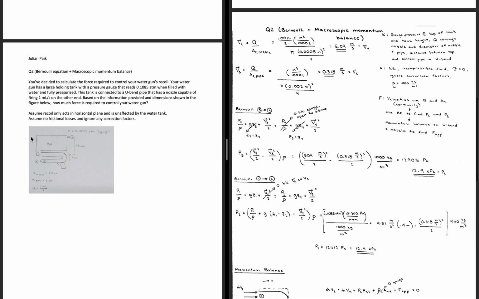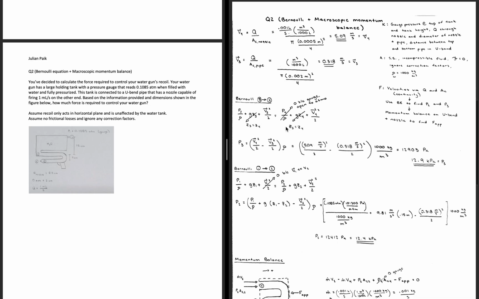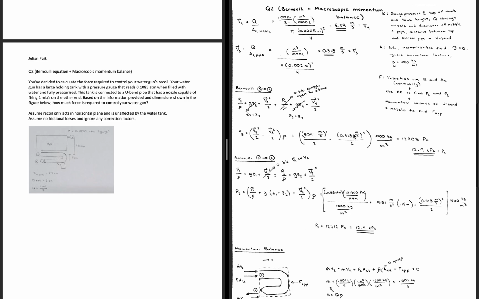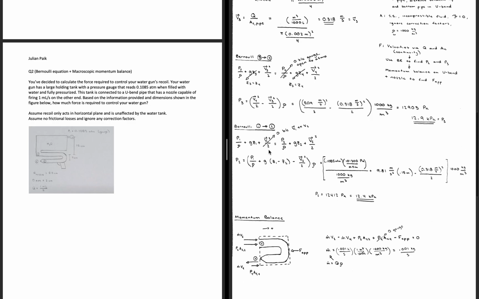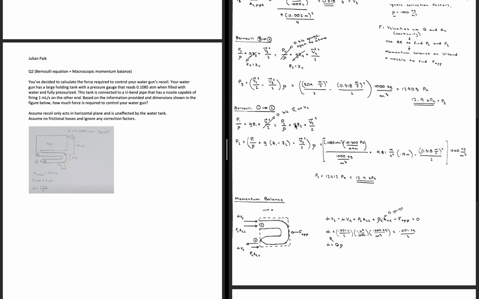Next, we're going to do Bernoulli's from points 3 to points 4, so that's across the nozzle. Assuming that is horizontal, so no change in height, and using the velocities we just solved for, we can find that P3, which is within the pipe, is equal to 12.9 kPa. Now we're going to do Bernoulli's from points 1 to 2, which is the top of the tank up here, to the bottom of the tank, to find the difference in pressure.